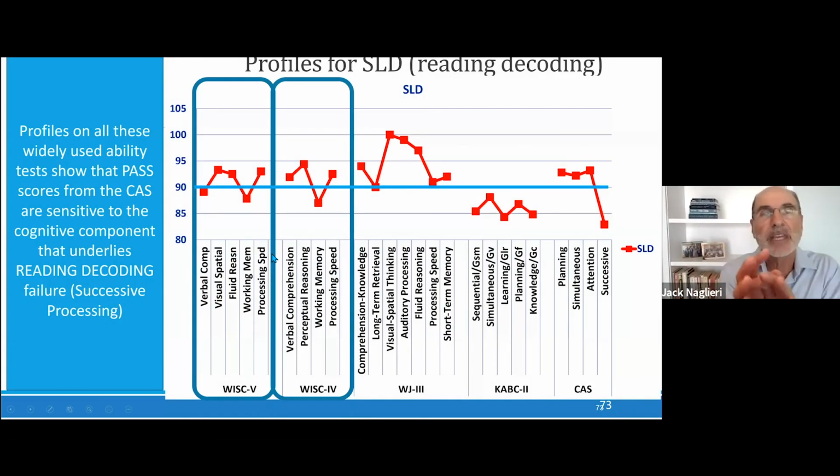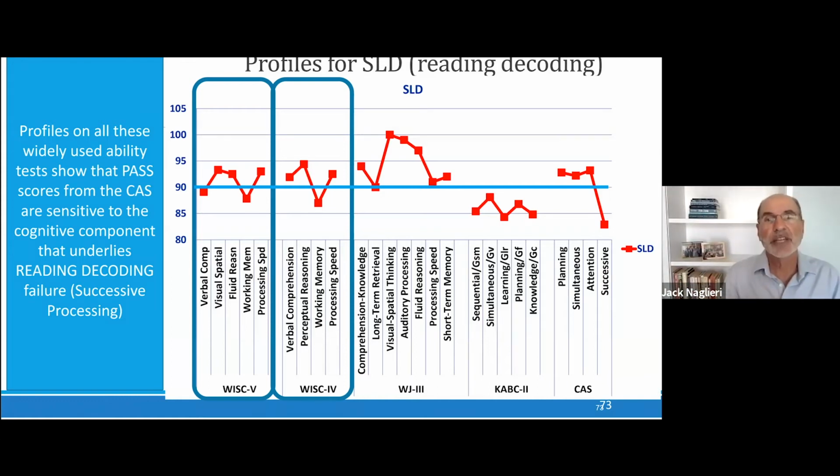And now this is a complicated slide. I'm going to walk you through it together. We'll look at it together. So this is the WISC-5, the WISC-4, the WJ, the KBC, and the CAS. I went to the manuals of these instruments and pulled out the studies that showed the profiles by the scales for children with reading decoding failure. Notice it's not learning disabilities, it's specific learning disability. In this case, a dyslexia, a child with dyslexia, reading decoding failure.